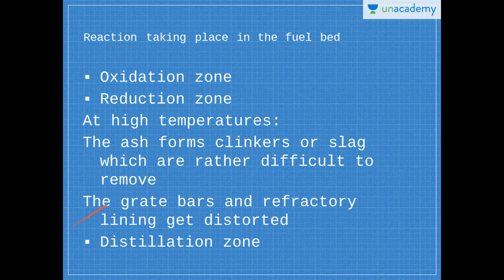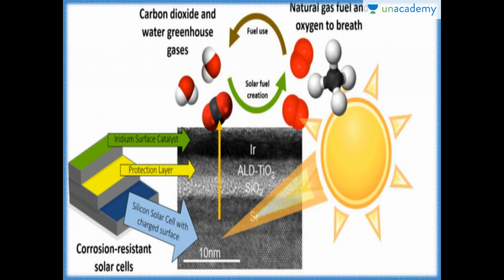In order to avoid these problems, a reduction in temperature is achieved by passing air saturated with steam inside the air turbine or the air compressor. Then we have the last one, called the distillation zone, which is the third and last reaction, the uppermost part of the fuel bed where the distillation of the volatile matter occurs.